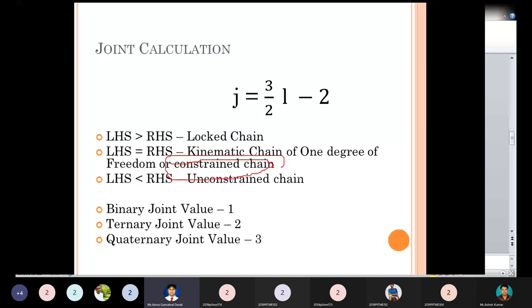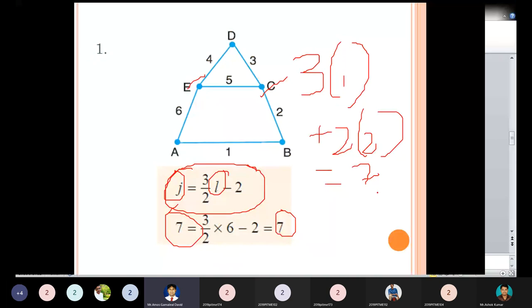What does it say, guys? See, you guys have to respond. Constraint chain. Yes, so it says constraint chain. Clear? Which means that this will give you proper output. If you give an input, it will give you an output, this particular chain.